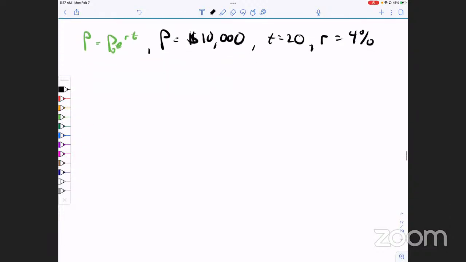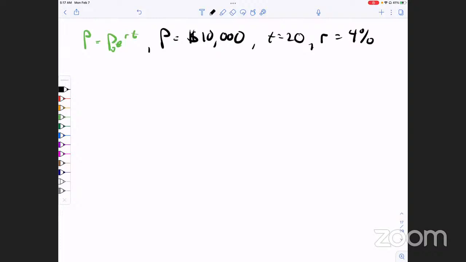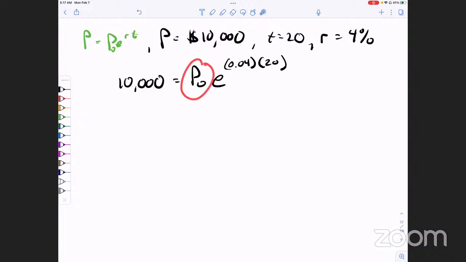For P naught, okay, this is fine. All right, so let's plug in what we got. We want the future amount to be 10,000. Let's find out how much we need to start with. It's continuous compound interest, so we're using Pert. The rate is 4% as a decimal, 0.04, and the time is 20 years, right? We're solving for P naught.